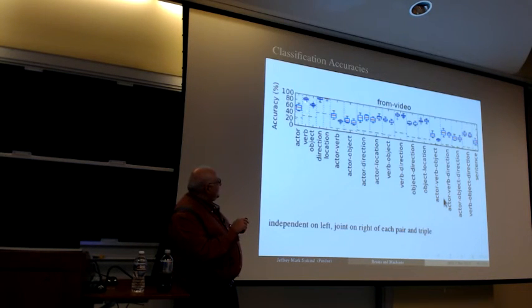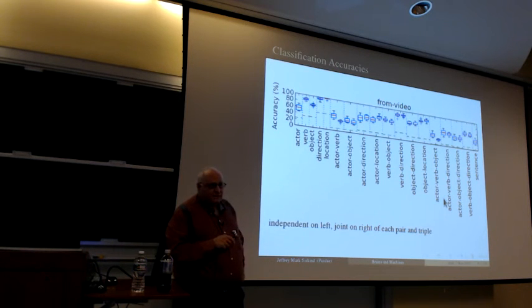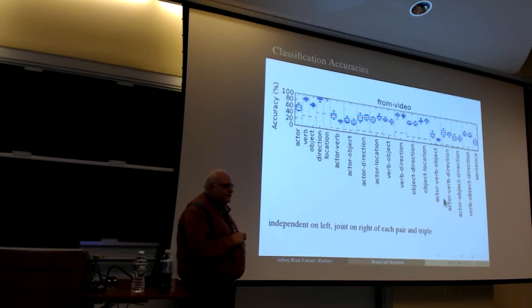And what you see over here are the individual constituents, the green line is chance, and for the pairs and triples, on the left is the independent classifiers, and on the right are the joint classifiers. Sometimes the independent perform better than the joint, sometimes the joint perform better than the independent. But there's no statistically significant difference in the performance of one versus the other. That suggests that the brain is operating by using independent classifiers. But we can test that even further.